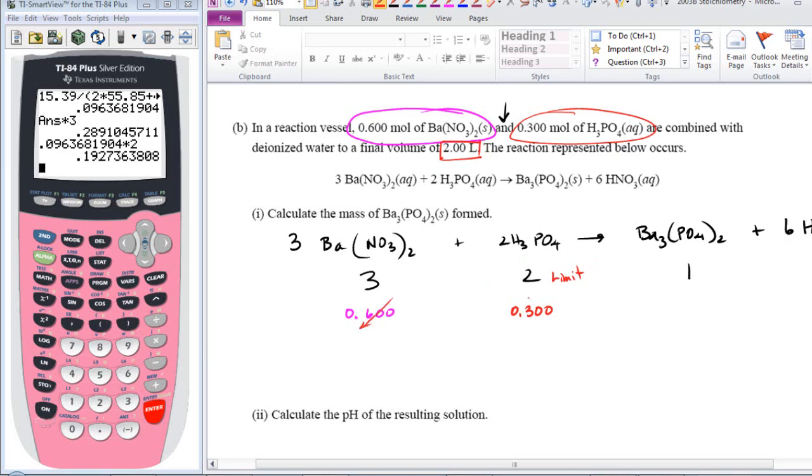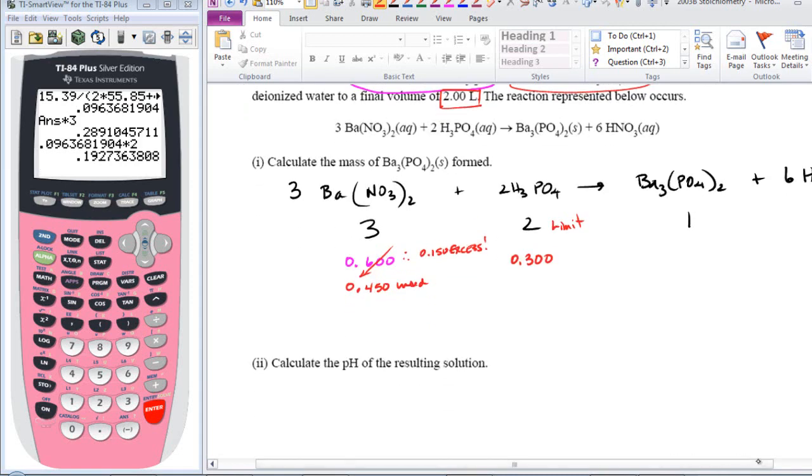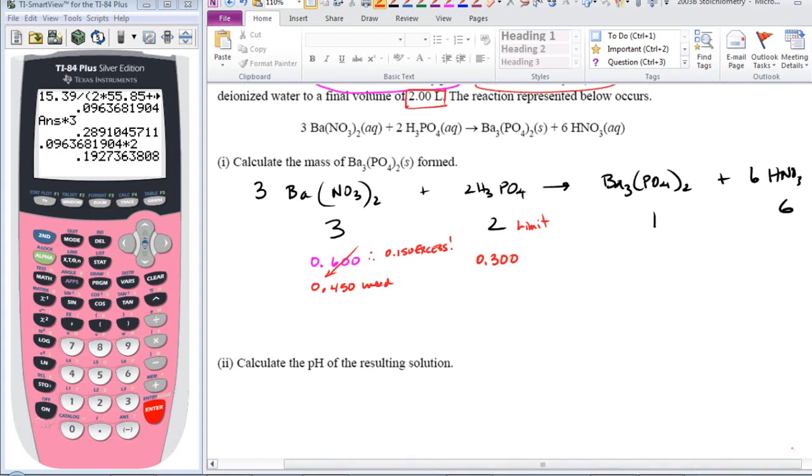Again, I'm going to take the 0.3, and that goes with 2, so that's 0.15. Multiply 0.15 in my head by 3. That's 0.450 used. I can also say, because this is easy numbers, 0.150 excess. They didn't ask me, but who knows? It may come up later. It's worth jotting it down while I'm thinking about it.